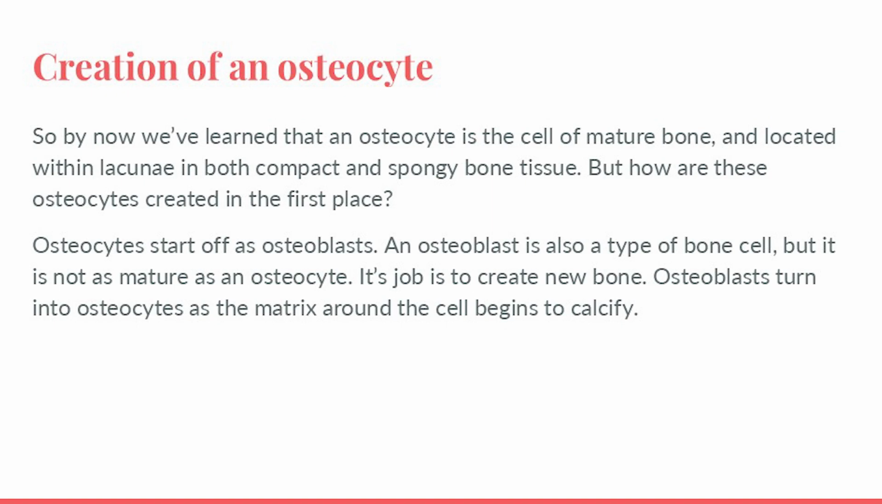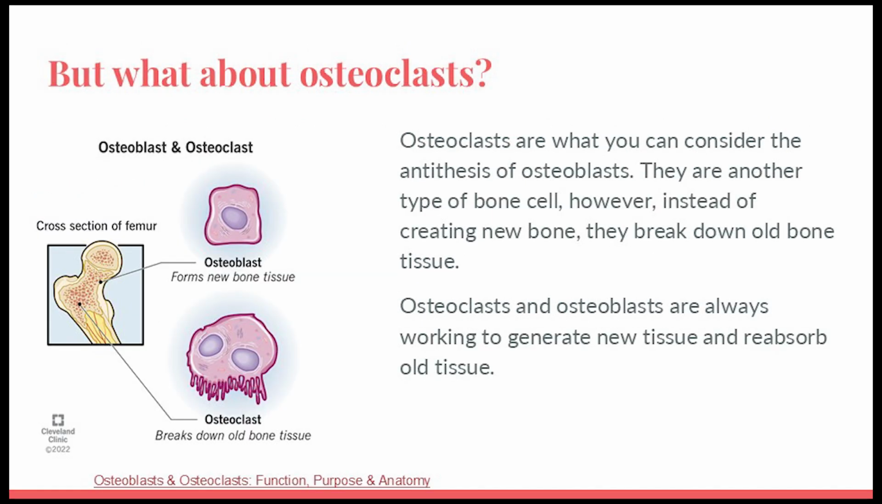And you may be wondering, oh, osteoblast, what about osteoclast? An osteoclast is essentially the opposite of an osteoblast. While an osteoblast is responsible for creating new bone tissue, osteoclasts are a similar type of bone cell, however, instead of creating new bone, they break down old tissue. Osteoclasts and osteoblasts are always working together to generate new tissue and reabsorb old tissue. And here you can just see osteoclasts break down old tissue, osteoblasts form new bone tissue.